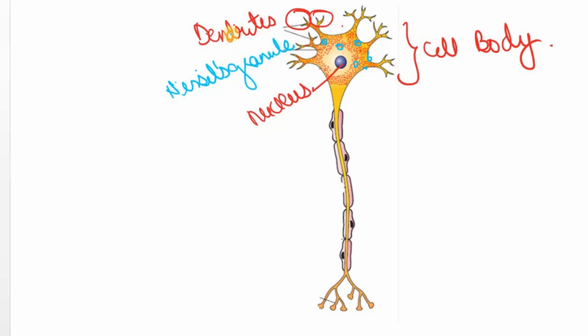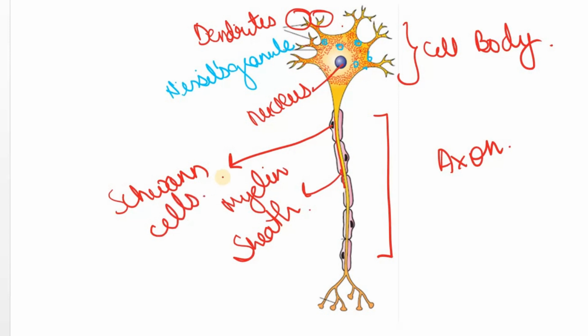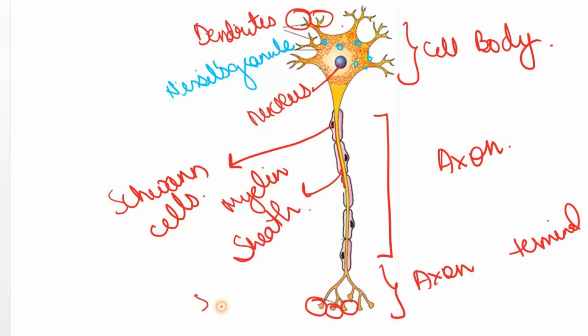इनका फंक्शन हम थोड़ी देर में देखते हैं. This long region of neuron is known as axon. Axon में different parts होते हैं. Axon के ऊपर एक पतली सी layer present होती है, that is known as myelin sheath. और कुछ न्यूरॉन्स में ये myelin sheath special cells से covered होती है. These cells are known as Schwann cells. This region of neuron is axon terminal. और several bulb-like structures present होते हैं न्यूरॉन के एंड में. These are known as synaptic knobs.